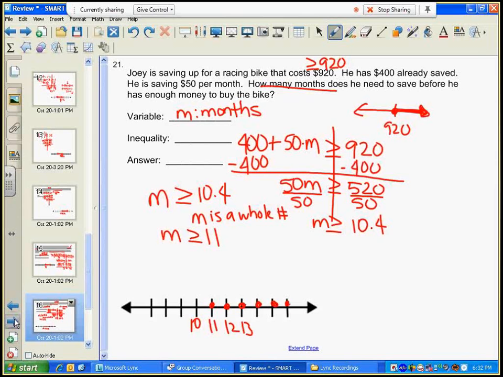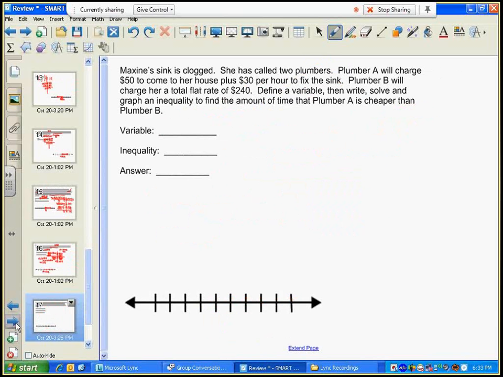But it's important to know that 10 months would not work. 10 months would not work. He's got to stay for at least 11 months.